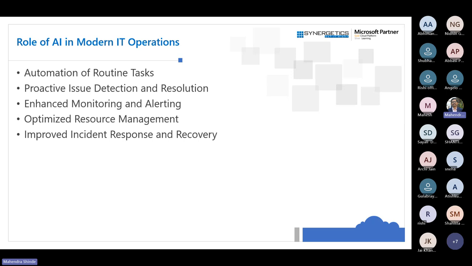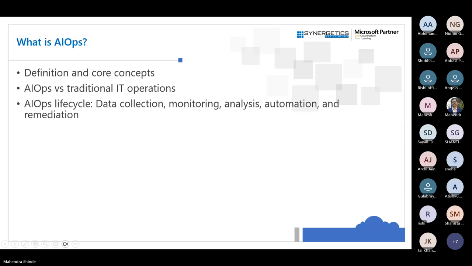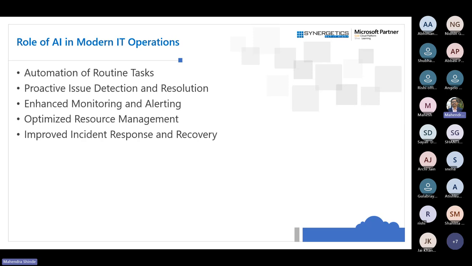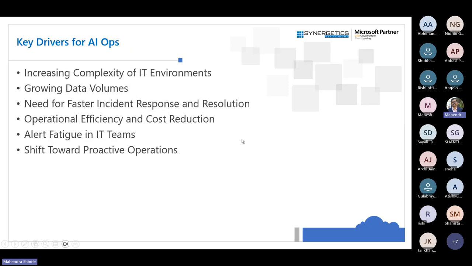Improved incident response and recovery. Same point again as proactive issue detection and resolution. Improved incident response means whatever incidents might happen, your AI system will be able to quickly respond and recover from that event without any kind of interference from humans.